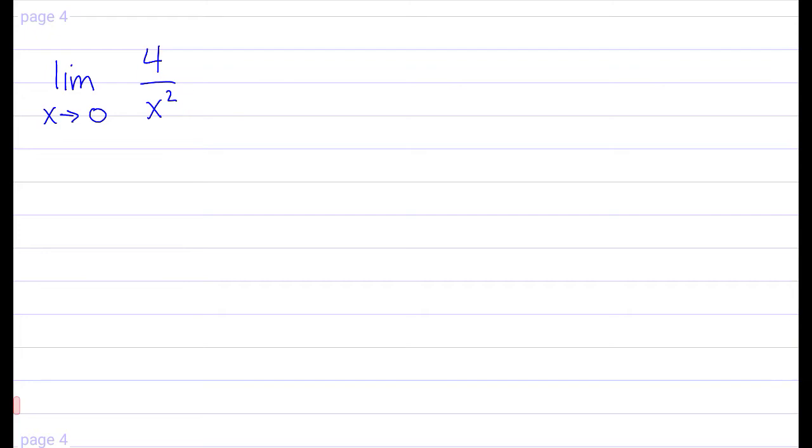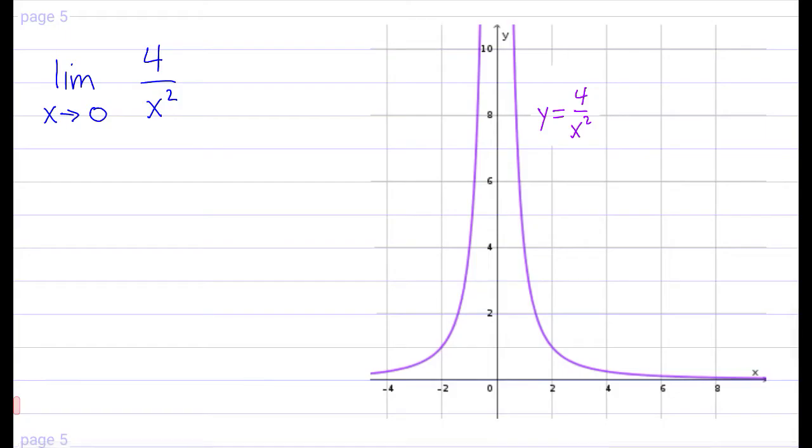And to see this more clearly, let's look at the graph. Here's the graph of this function. As x gets close to 0, imagine you're walking along this curve. You're looking at your y values. You're going, okay, are my y values getting close to a number? No, they actually keep getting bigger and bigger and bigger. And it doesn't matter whether I'm going along this part of the curve or whether I'm going along this part of the curve. We say that the y values are unbounded.